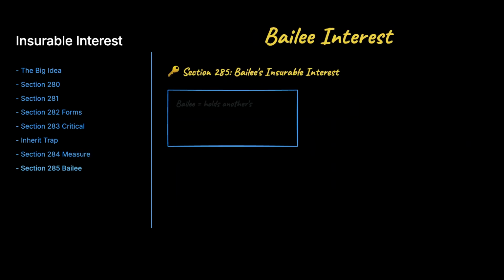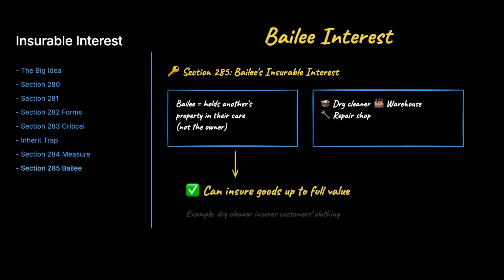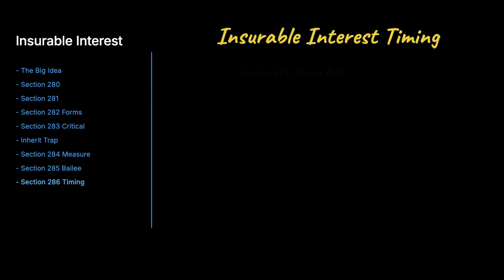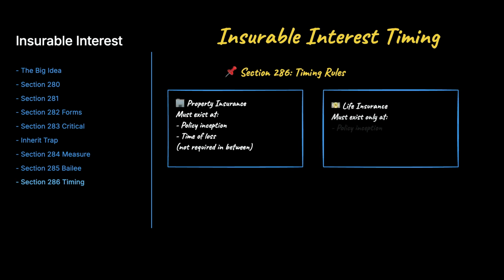Section 285 carves out a special case for bailees. A bailee is someone holding another person's property in their care. Think a dry cleaner, a warehouse operator, or a repair shop. Even though they don't own the goods, they have an insurable interest up to full value, so a dry cleaner can insure customers' clothing. Section 286 is all about timing, and property and life insurance follow different clocks.